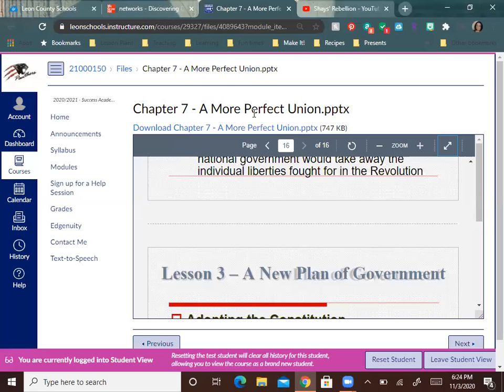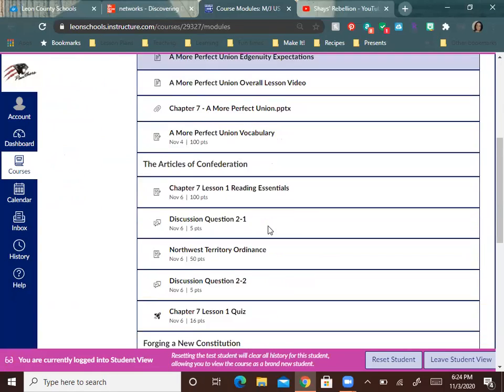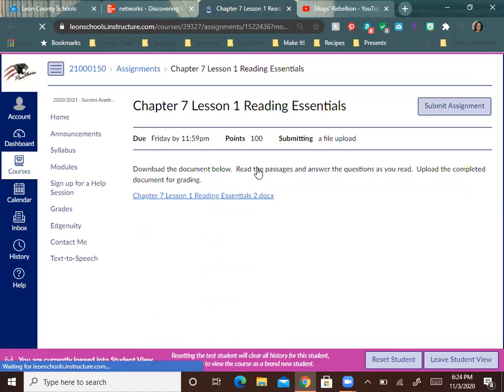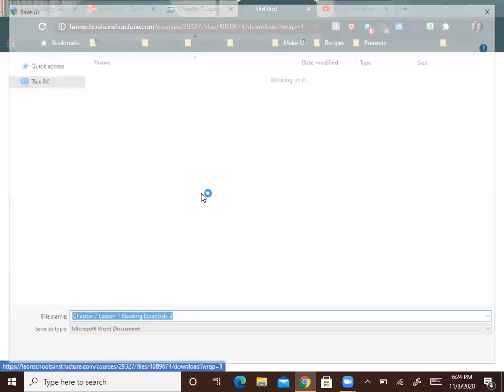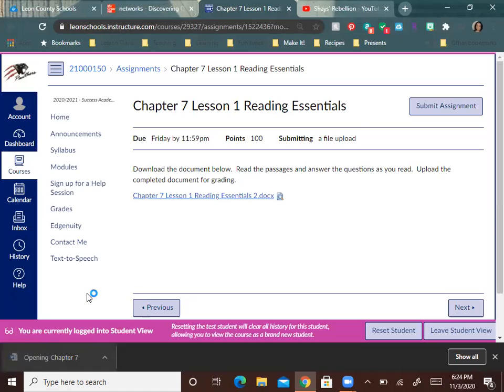All right, so that's the end of the lesson. So now what you're going to do next is complete the reading essentials, the discussion questions, the Northwest Territory Ordinance, and then the lesson quiz. For the reading essentials, it says download the document below, read the passages and answer the questions as you read, and then upload the completed document for grading. These are all in Microsoft Word, so go ahead and download it and then open it.